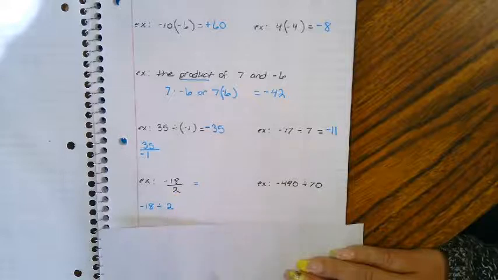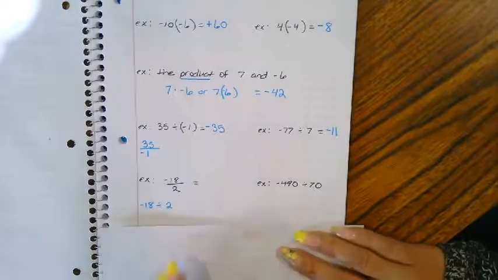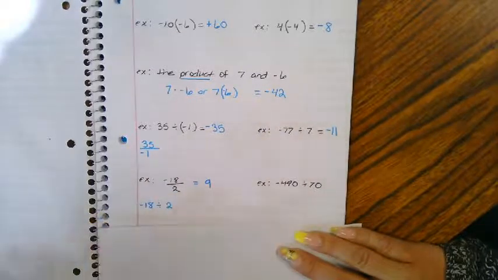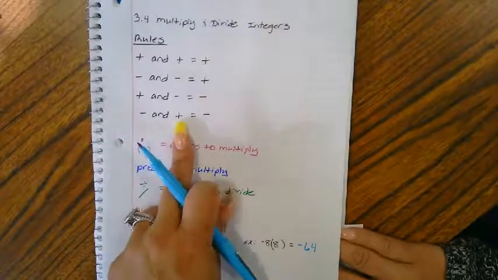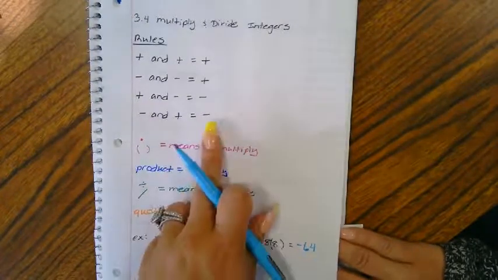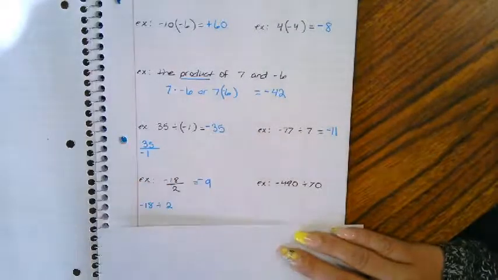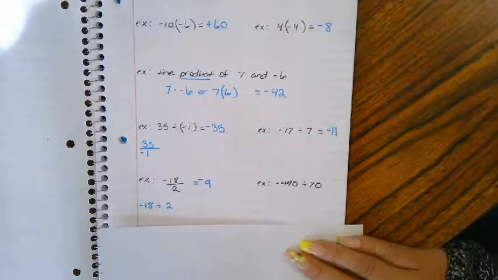Same thing. So let's do 18 divided by 2. That would give us a what? 9. Okay, and then a negative divided by a positive. Negative divided by a positive would be a negative. Okay, so that's going to be a negative 9. Ooh, big number here, okay? Negative 490 divided by 70.